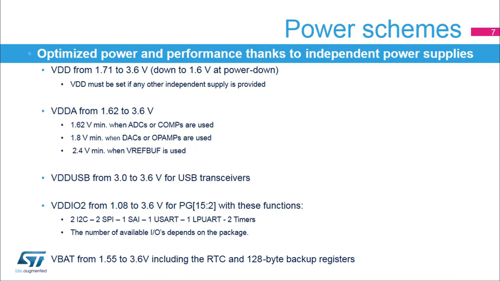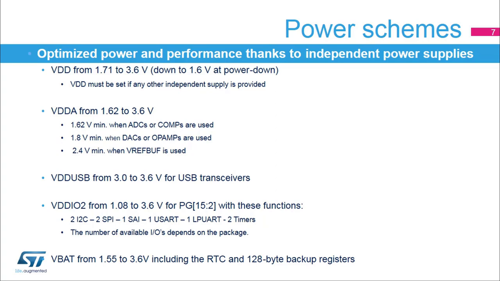The main power supply VDD ensures full feature operation in all power modes from 1.71 up to 3.6 volts, allowing it to be supplied by an external 1.8 volt regulator. Device functionality is guaranteed down to 1.6 volts, the minimum voltage after which a brownout reset is generated. Other independent supplies are provided to allow peripherals to operate at a different voltage.